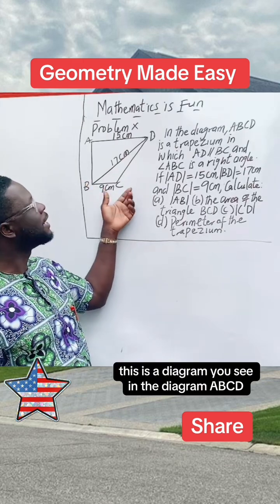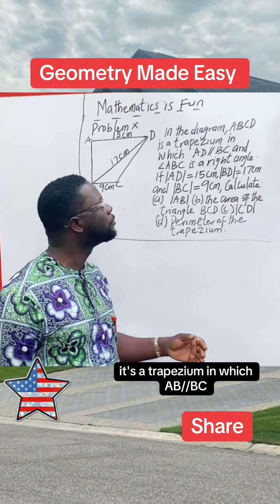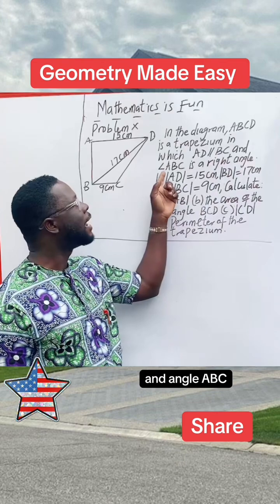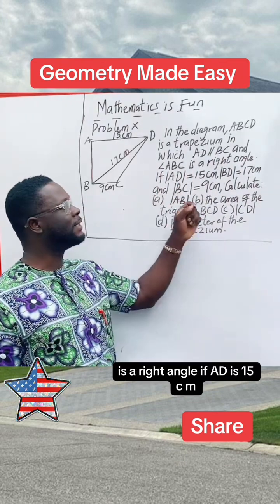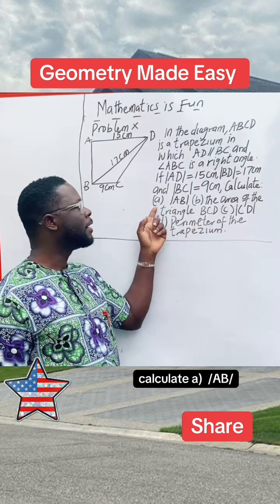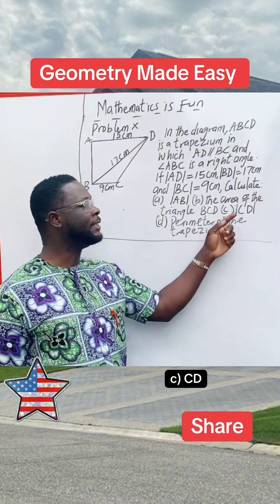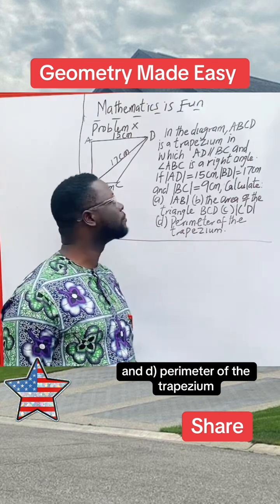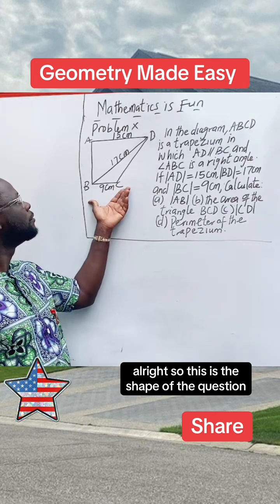This is a diagram. In the diagram, ABCD is a trapezium in which AB is parallel to DC and angle ABC is a right angle. If AD is 15 cm, BD is 7 cm, and BC is 9 cm, calculate A, AB, B, the area of the triangle BCD, and C, CD, and D, the perimeter of the trapezium. All right, so this is the shape of the question.